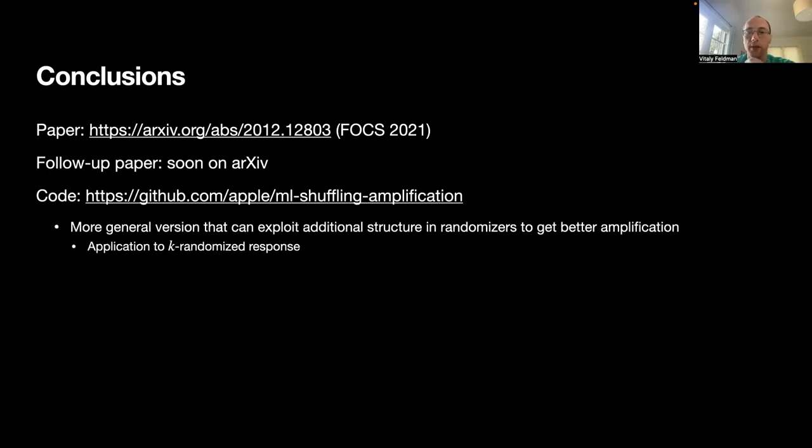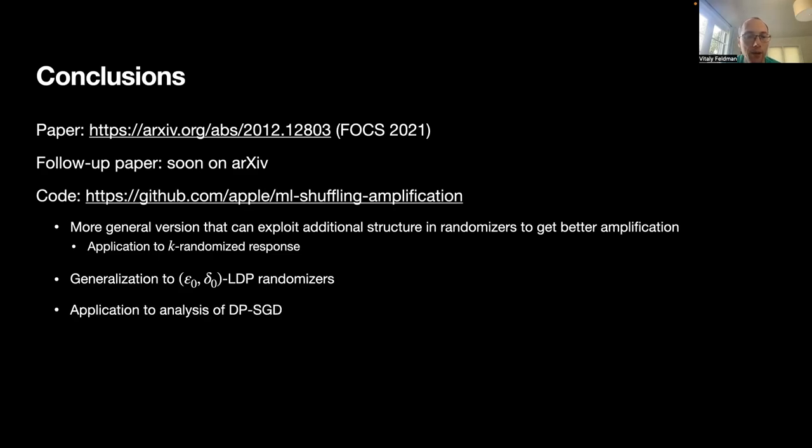And in the papers, you can find quite a bit more stuff. First of all, I mentioned that we have a more general version that can exploit additional structure in randomizers and get better amplification. We apply it to the specific k-randomized response mechanism. We have the generalization to epsilon 0 delta 0 local differentially private randomizers. That one is useful, for example, if one adds Gaussian noise. Gaussian noise does not satisfy pure differential privacy, so we need to use this other version, and you can see the analysis in the paper.